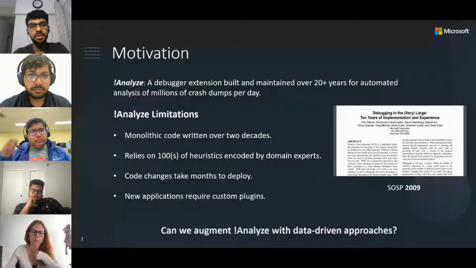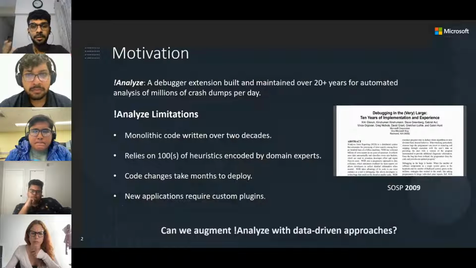It's a debugger extension which has been built and maintained for over 20 years, two decades, for automated analysis of millions of crash dumps per day. And it performs various kinds of tasks such as finding the blame frame in a crash stack, fault localization at the thread level, and so on.